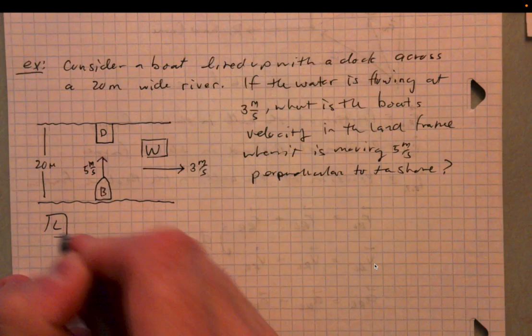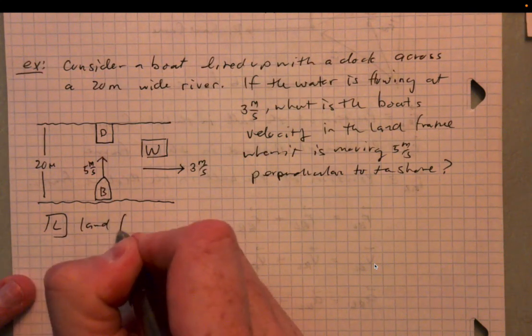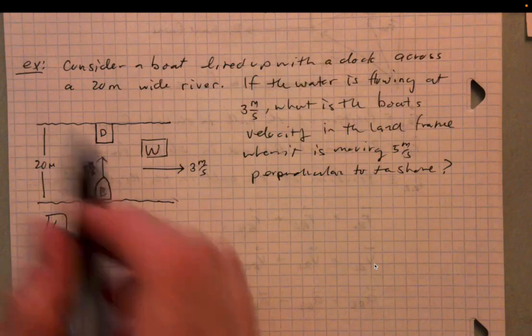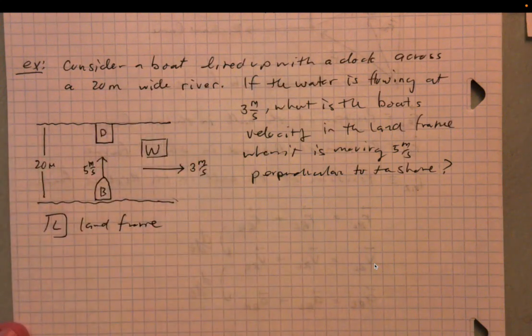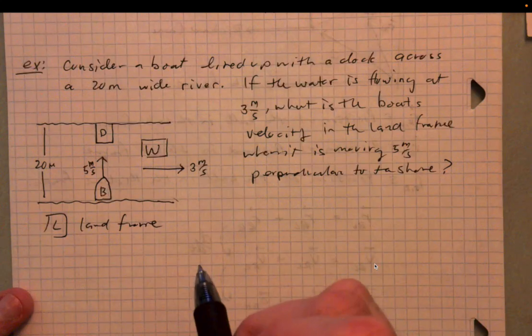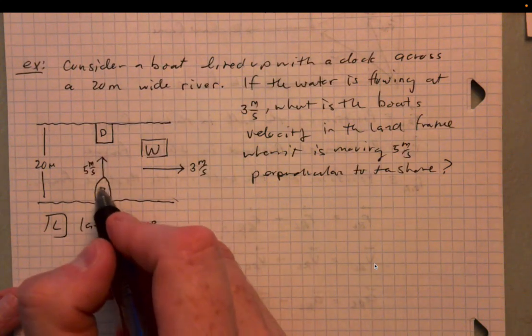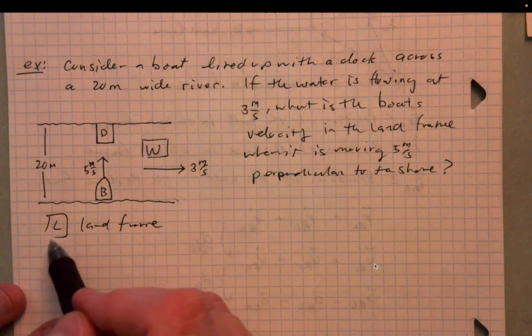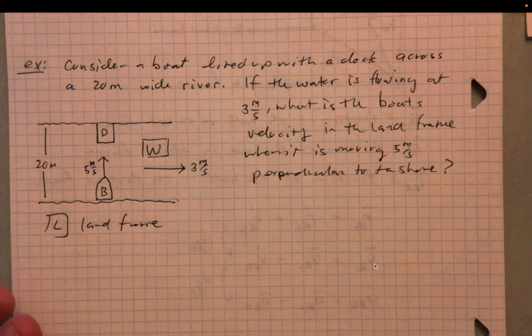Well, the first one is the land frame, right? That's basically the shore, the dock. Those are in the land frame. The second one is the water frame, which we've noted here. And then the third frame of reference is kind of the boat frame, although I don't really know if that's a frame of reference. It's more like an object in the land and water frames. Okay.